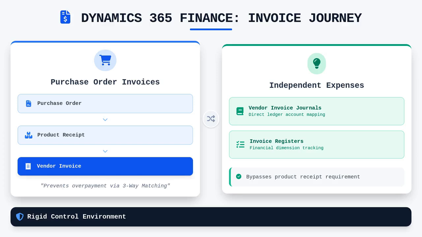By utilizing these distinct entry points, organizations can maintain a rigid control environment while allowing for the necessary flexibility in day-to-day accounts payable operations.